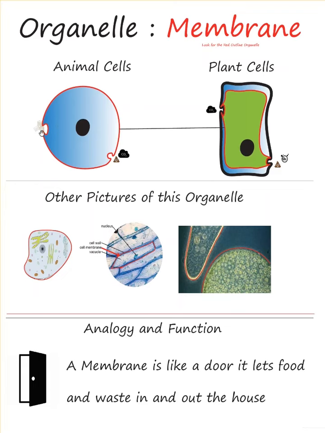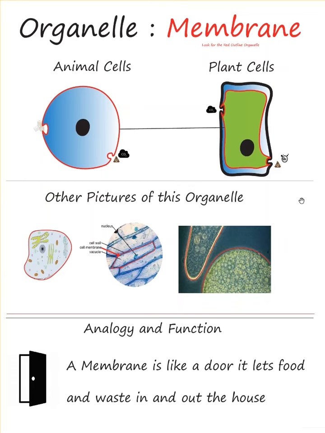It has a function. It can let things in like food. Animal cells need glucose. And it can let things out like waste. It needs to get rid of carbon dioxide for animal cells. For plant cells, they take in carbon dioxide and their waste is oxygen. So the oxygen that you breathe is basically plant cell waste.